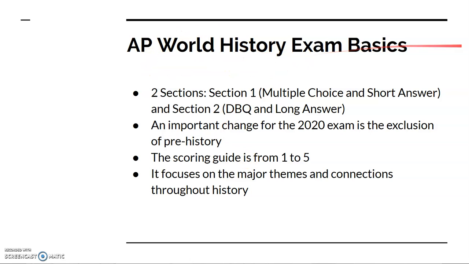The AP World History exam, first of all, you need to know this, that there are two sections. Section 1 contains multiple choice and short answers, probably one or two short answer questions. Section 2 has a DBQ, or document-based question, which is a whole bunch of articles or historical text that you need to read, and then you can from there synthesize into a long answer essay to answer the question that's given at the beginning.